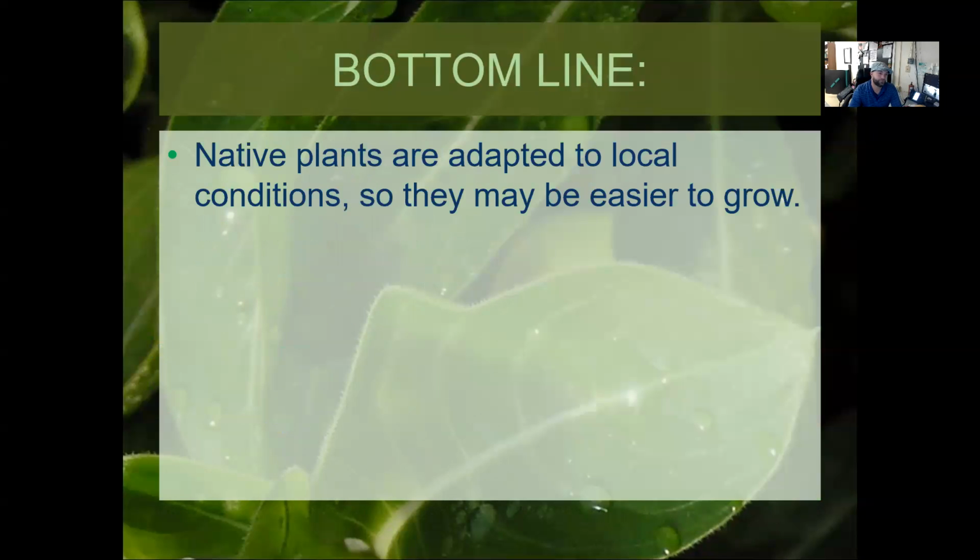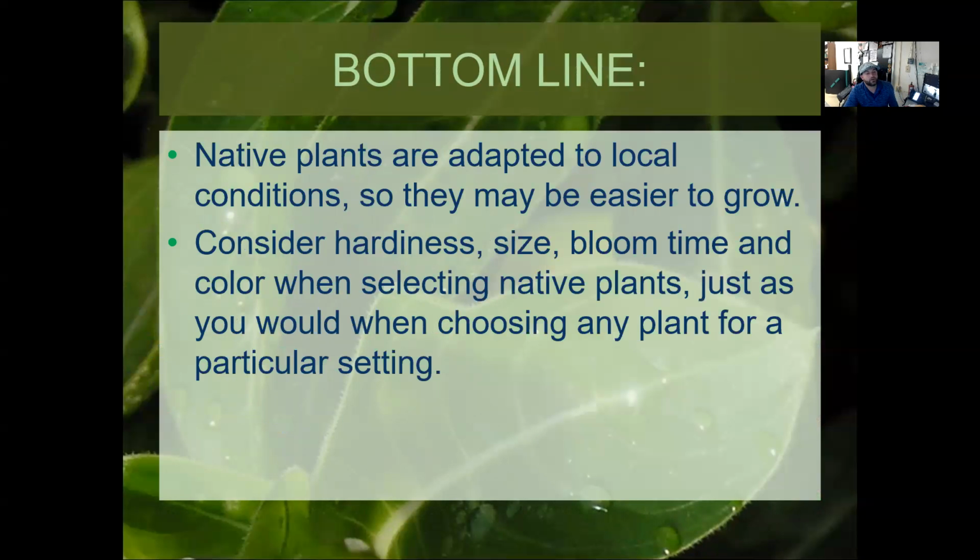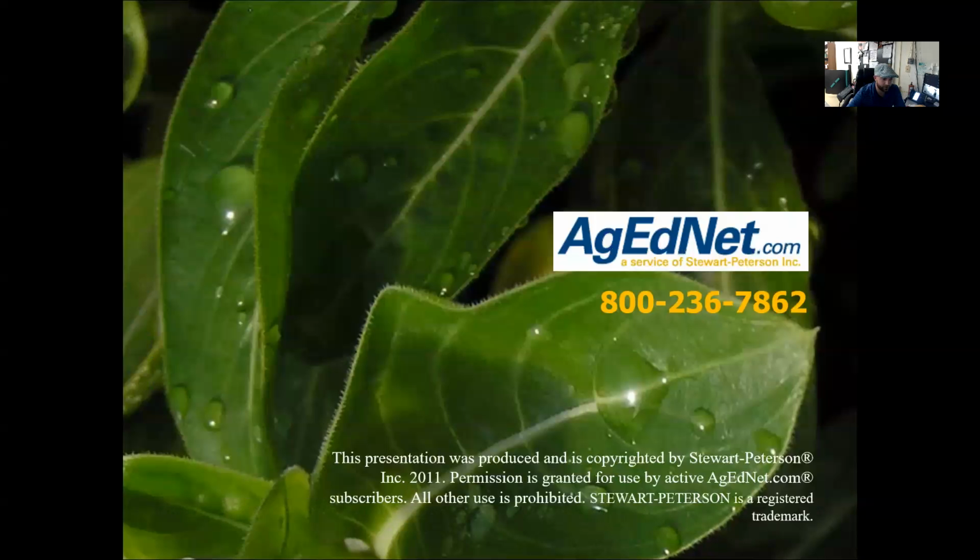So the bottom line here, native plants are adapted to local conditions, so they may be easier to grow. Consider hardiness zones, hardiness, size, bloom time, and color when selecting native plants, just as you would when choosing any plant for a particular setting. So that is the end of my presentation here on using native plants.